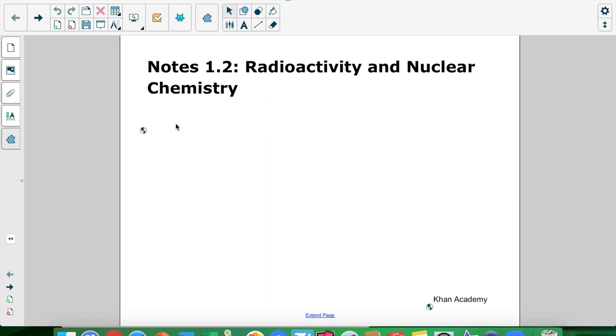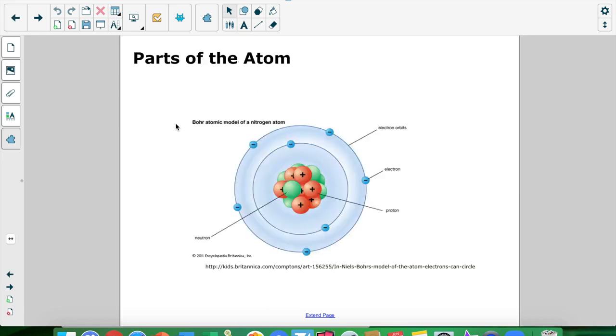The second section of this unit is on radioactivity and nuclear chemistry. In order to understand nuclear chemistry and therefore what radioactivity is, we first need to remember the essential parts of the atom. We've learned this in the past, but it's important that you remember the particles that form the nucleus of the atom. That is the basis of how nuclear chemistry works.